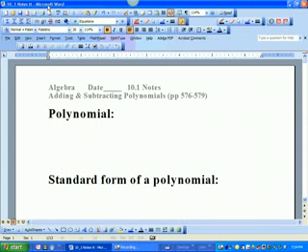Hello, and today we're going to be looking at adding and subtracting polynomials. And that's what we're going to learn today. We're going to learn to add and subtract polynomials. This corresponds to pages 576 to 579 in your textbook.